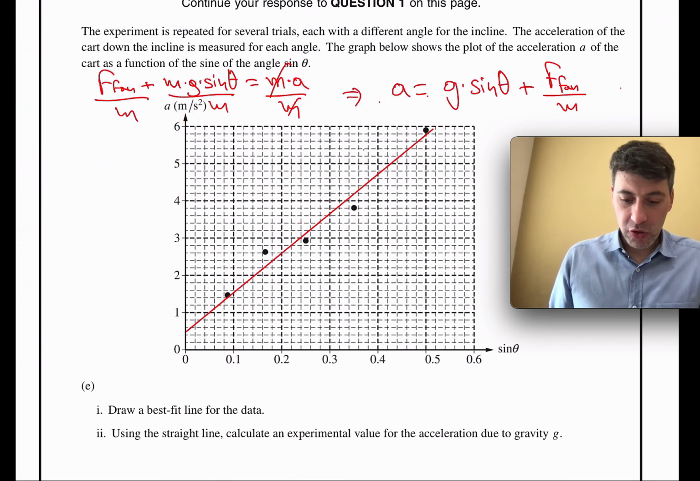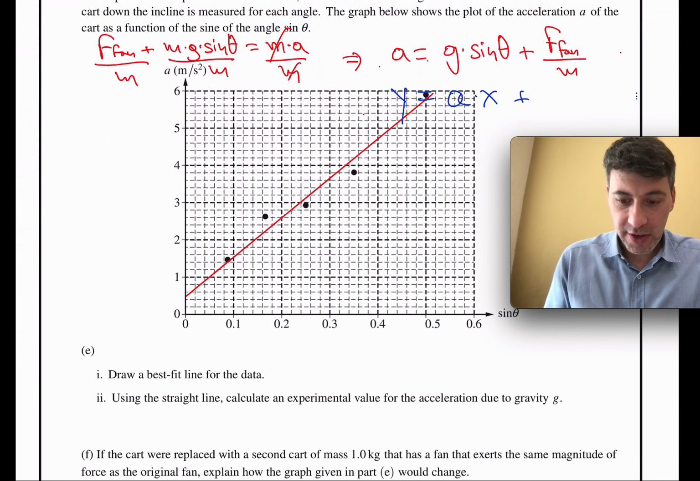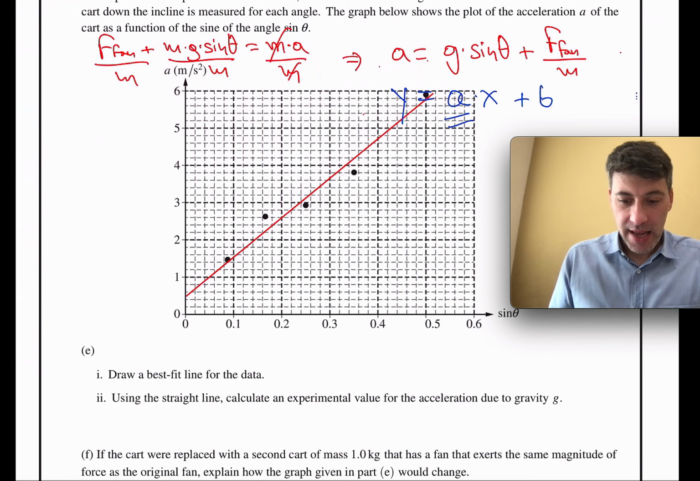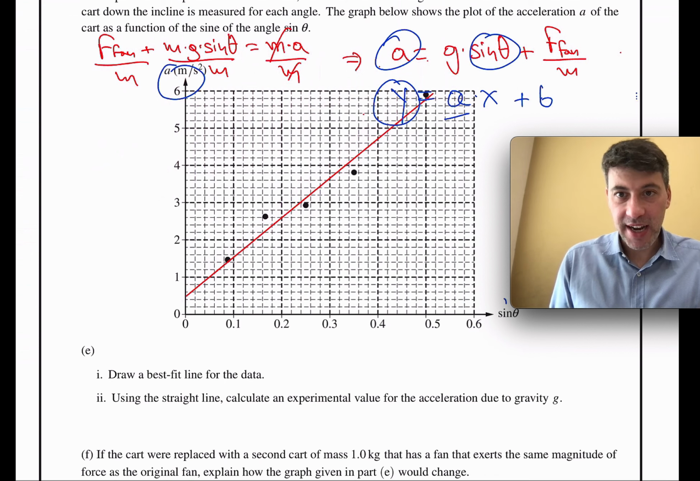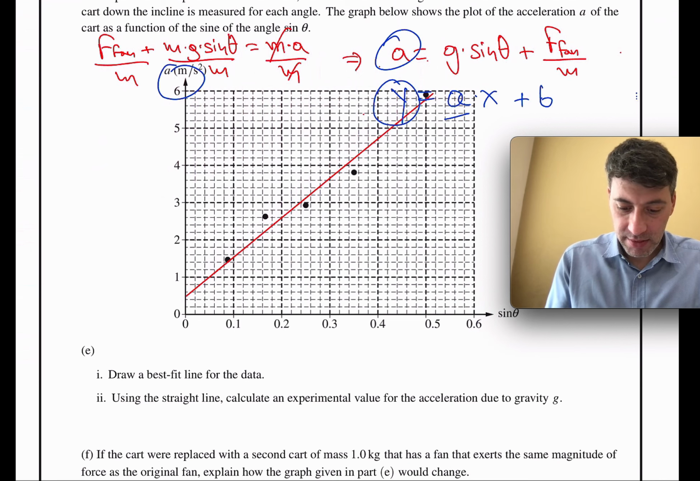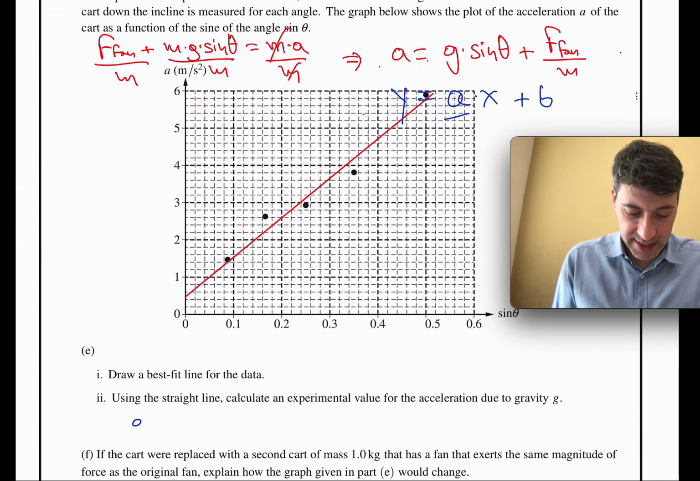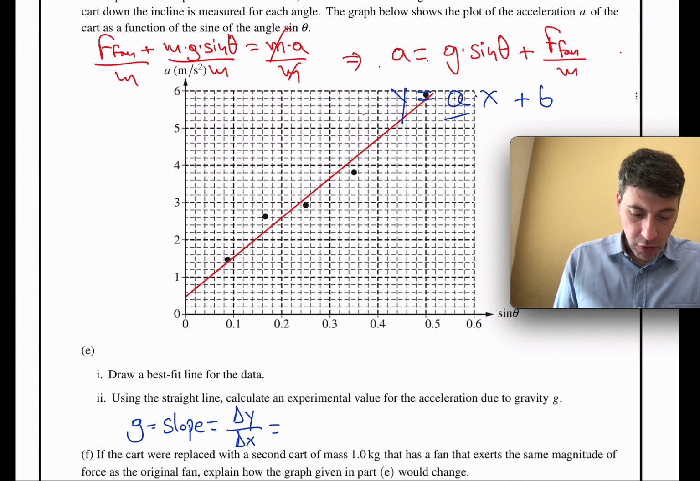So we have brought the equation in the form of a straight line where, if you remember from math, y is equal to a times x plus a factor b, where a is the slope of the graph. In this case, the a is our y, the sine theta is our x, and the g is our slope. So the value of g is just our slope, so we'll mention that g is equal to the slope of this graph, which is rise over run. I'm going to mention delta y over delta x.